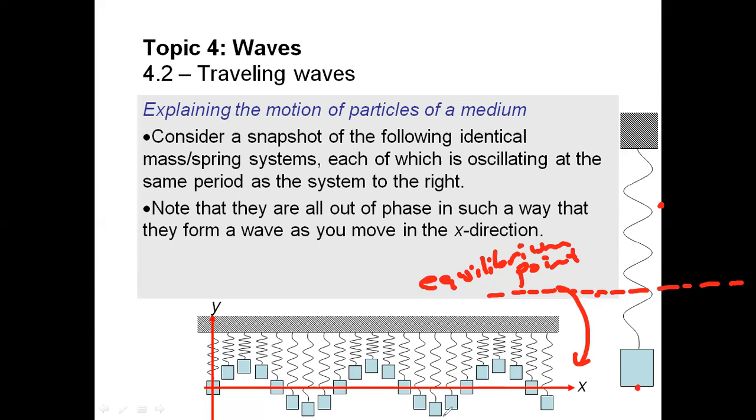So actually the waves and the simple harmonic motions are very similar, because we know that all particles in the medium do simple harmonic motion. So what does it mean? They move between two fixed points up and down. All particles do the same thing in the same period.